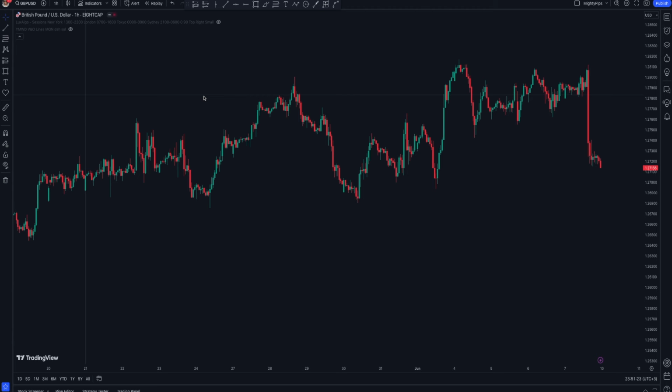So without wasting any time, guys, let me take you onto the charts and I'll show you exactly what you should do to avoid losses in the market and start to profit. So we are here on the GBPUSD chart. It's the 1 hour chart.